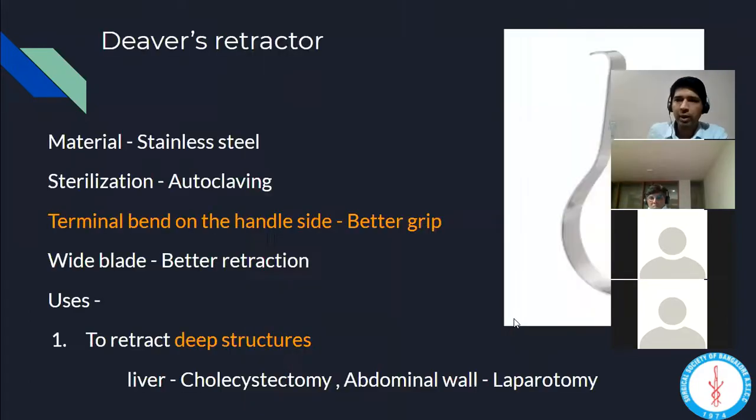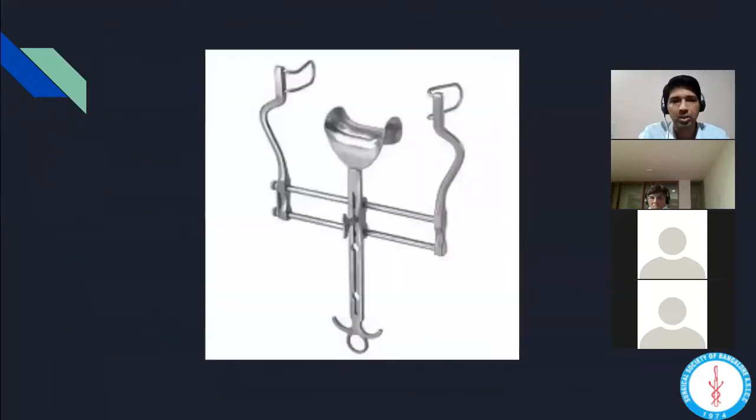And our most favorite retractor, this is the Deaver's retractor. It has a hook at the end. This gives you good grip, and it has a curve here. It not only can retract the tissue laterally, but with a little movement of your wrist, you can even retract the tissue superiorly. So this is used for retracting deeper structures. Till now, whatever retractors we discussed are usually to retract the superficial structures. The Deaver's is used to retract the deeper structures.